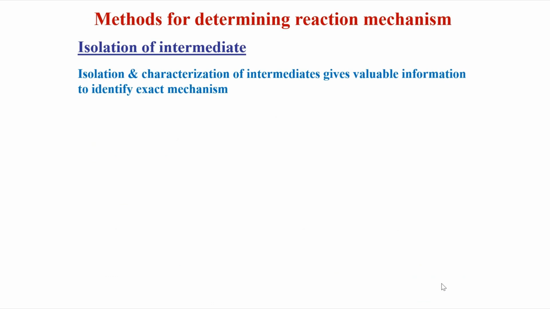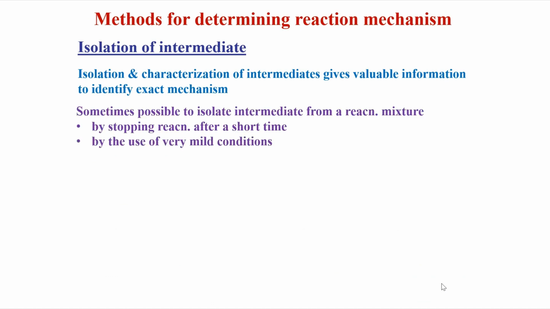this is a daunting task because the intermediates which are formed are generally highly unstable, as they are highly reactive. But in some cases, we will be able to isolate the intermediate. How can we isolate the intermediate? We can stop the reaction in between after a short time of reaction and we can isolate. Before the product is formed, the intermediate is formed. Before the product is formed, if we stop the reaction, the intermediate which is formed, we can isolate.